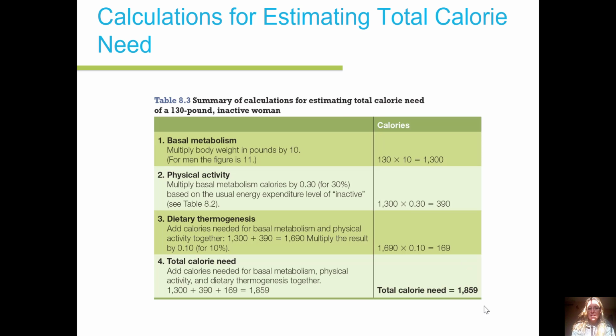That is their total calorie burn. So every single day, this 130-pound inactive woman roughly is burning off about 1,800 calories. So what that is telling me is that she can ingest 1,800 calories and her body will burn that off based on these numbers. Okay, so what I'd like you to do is calculate those numbers for yourself and figure out where you are at. Okay?